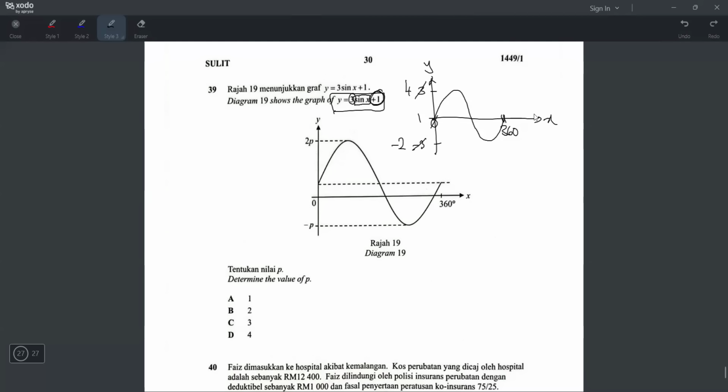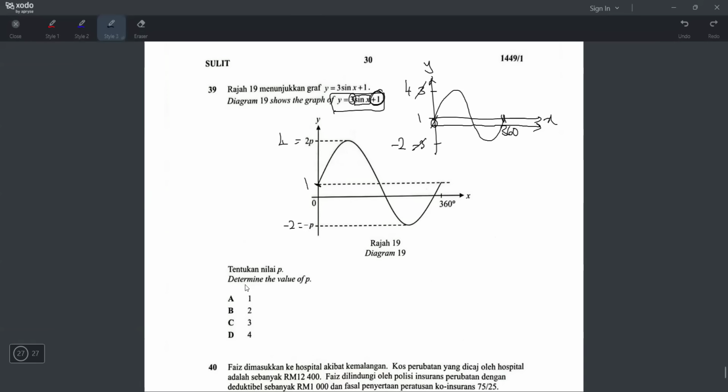That means your x-axis position will also change. It will be down a bit here. Yeah, it will be below the center line. Okay, because the center line is at 1, right? And the 2p, the one is 4 lah. And then the negative p is actually negative 2.